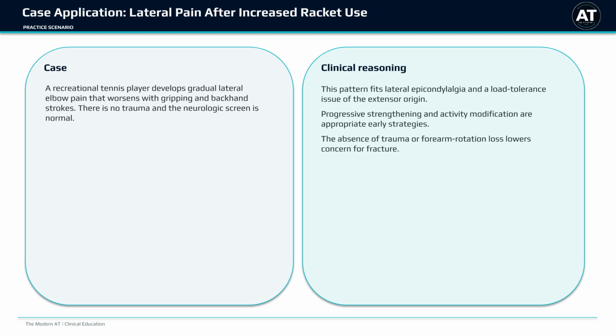Confirm tenderness near the lateral epicondyle, pain with resisted wrist or middle finger extension, and grip-related symptom reproduction. Since there was no fall, deformity, major swelling, or loss of forearm rotation, fracture concern is lower. Early care focuses on modifying aggravating grip load, progressive wrist extensor strengthening, and gradual return to racket demands.